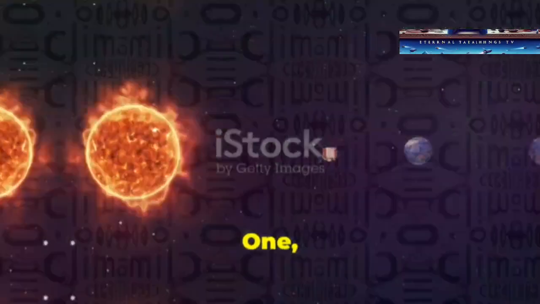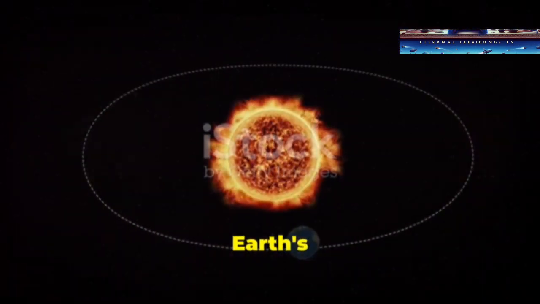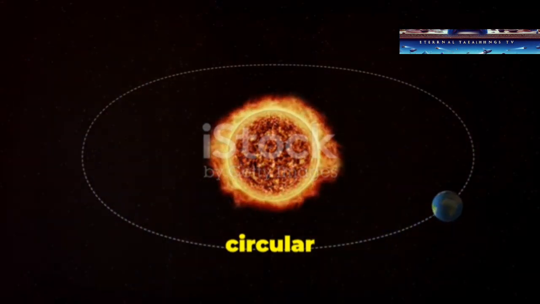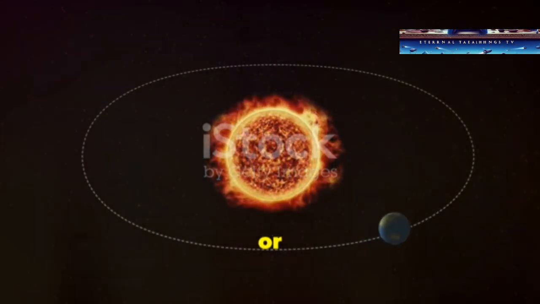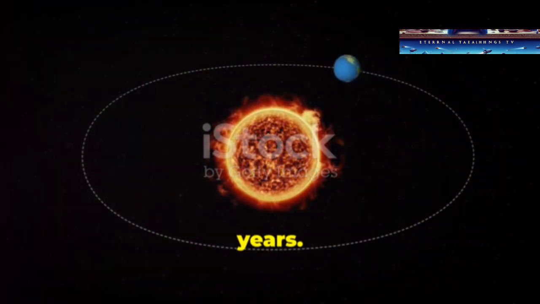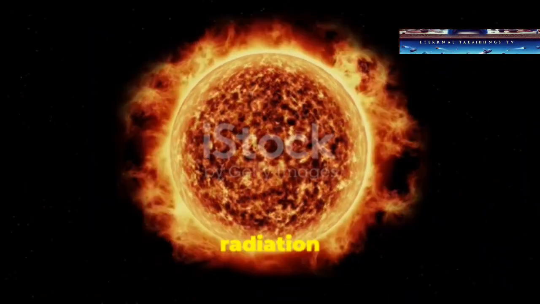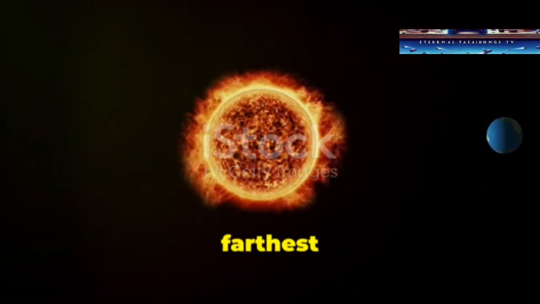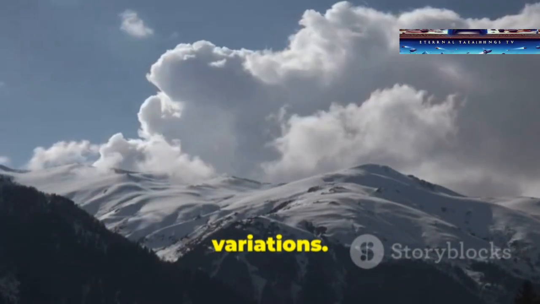The three components of Milankovitch cycles. 1. Eccentricity, or the shape of Earth's orbit. Earth's orbit around the Sun is not perfectly circular, but rather slightly elliptical. The degree of ellipticity, or eccentricity, varies over a cycle of approximately 100,000 years. When the orbit is more elliptical, the difference in solar radiation received between Earth's closest and farthest points from the Sun, perihelion and aphelion, is greater. This can lead to more extreme seasonal variations.